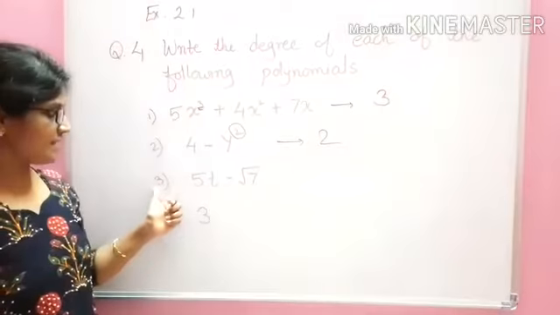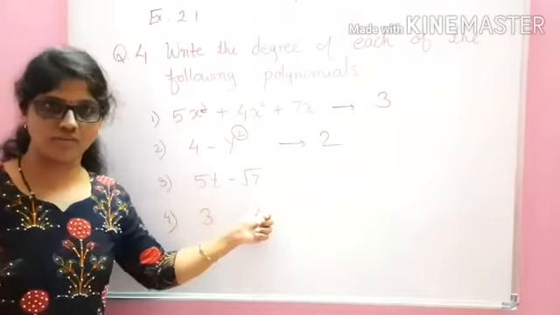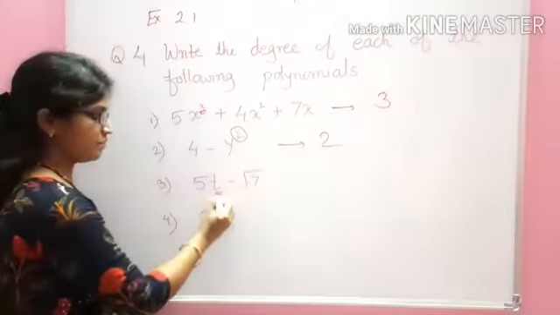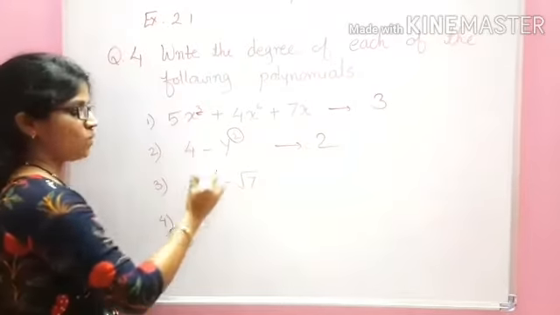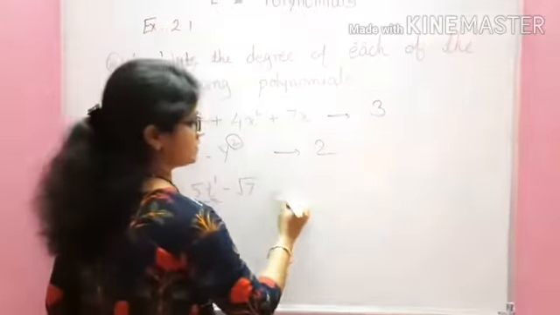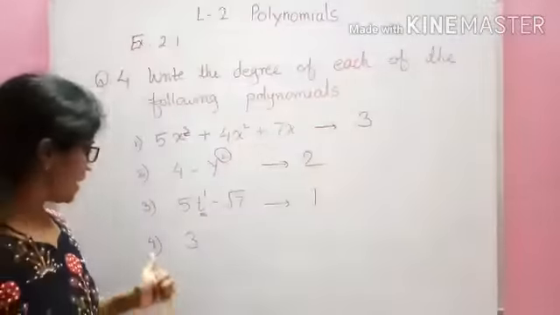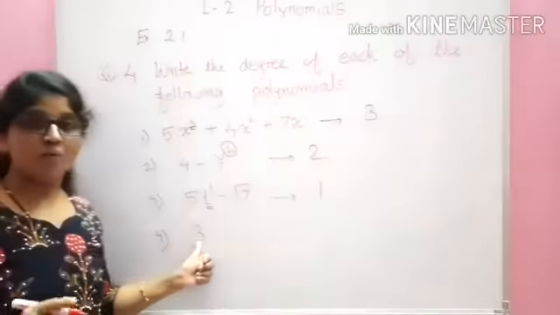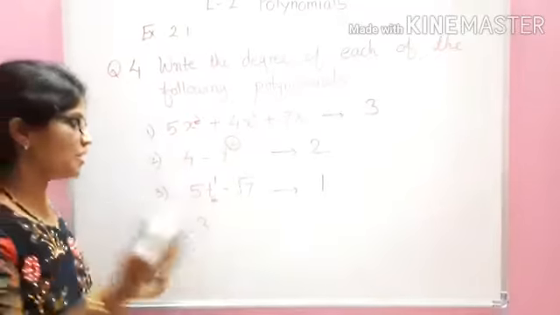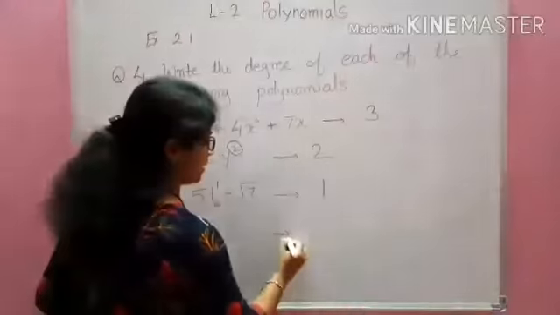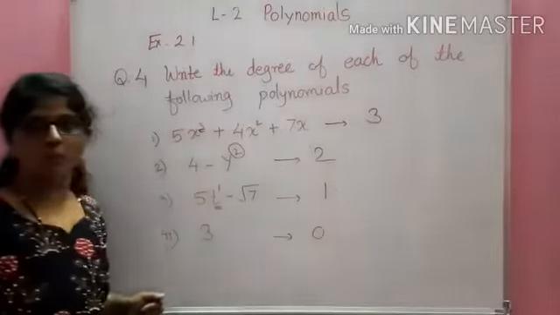Next, third example, 5t minus root 7. So this is the variable. What is the power? It is 1. And it is only the highest power. So what is the degree of this polynomial? It is 1. Next example here, variable is not there. So what is the degree of this polynomial? It is 0.